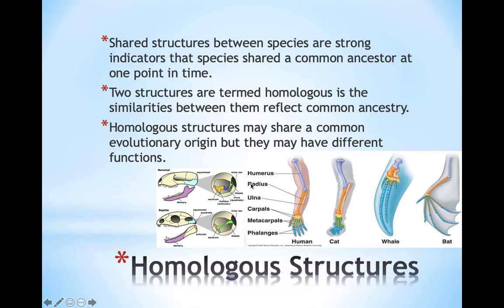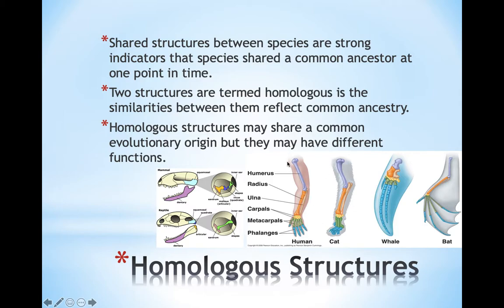Another thing that we can talk about to prop up the theory of evolution are things called homologous structures. And this has to do with how organisms are put together on an anatomical level. So you can see here, homologous structures are structures that are shared between species because those species share a common ancestor at one point in time.